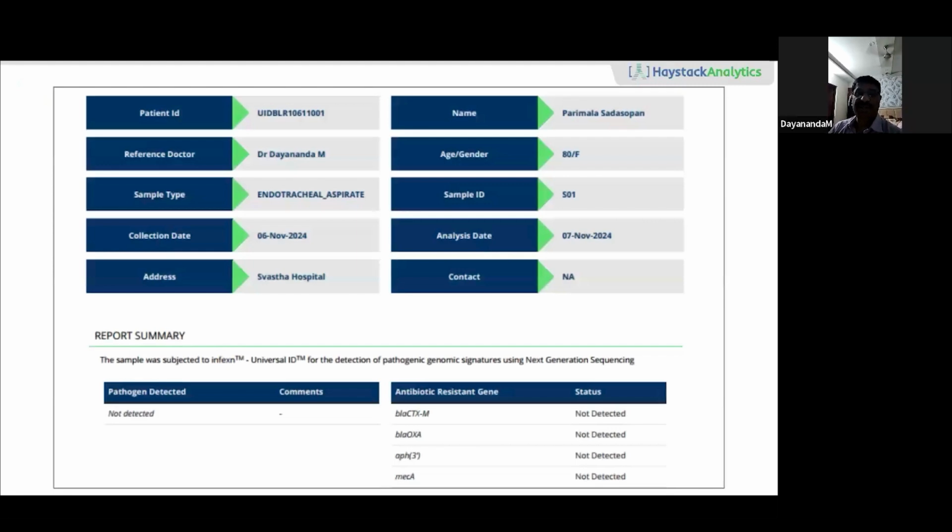So this was the infection panel that was sent initially. If you see the data, it was sent on 7th, that is 3 days post admission, 7th of November. So that did not show any infections. But later the sputum that was sent had grown Klebsiella. Next slide, please, ma'am.